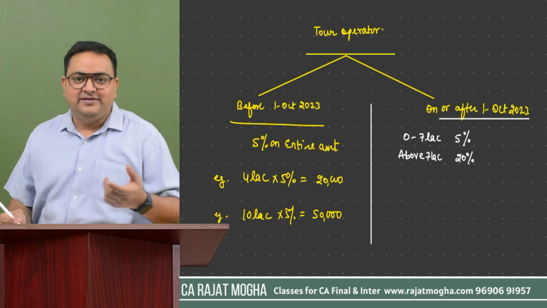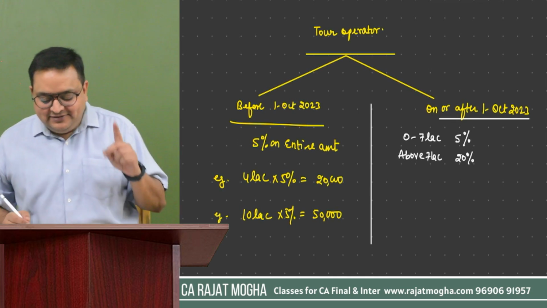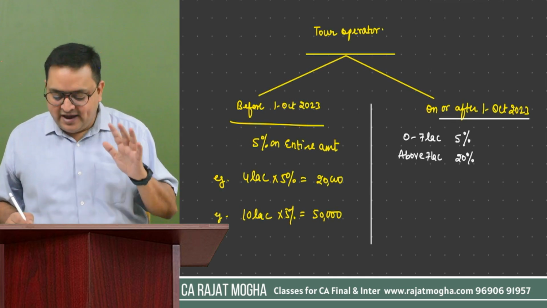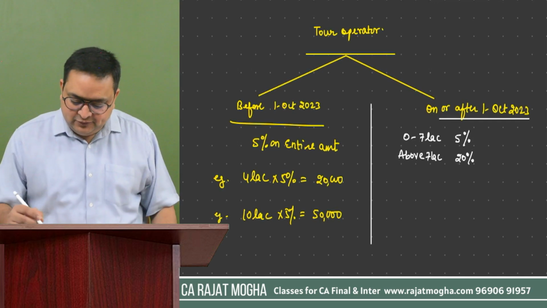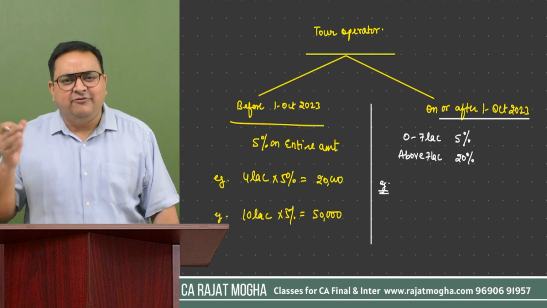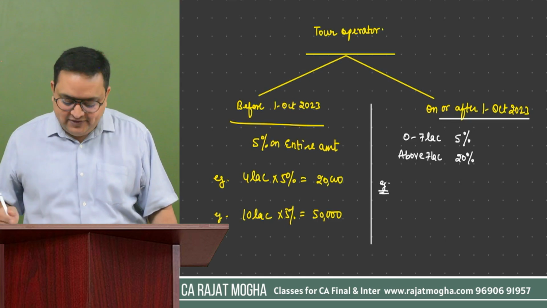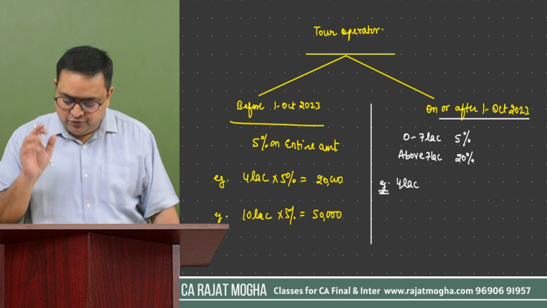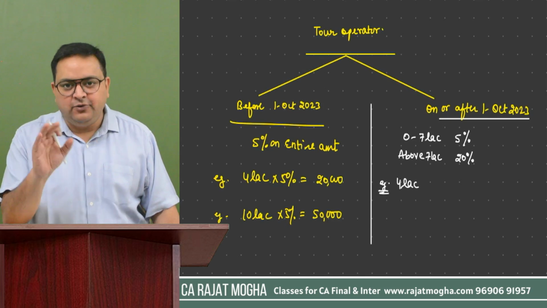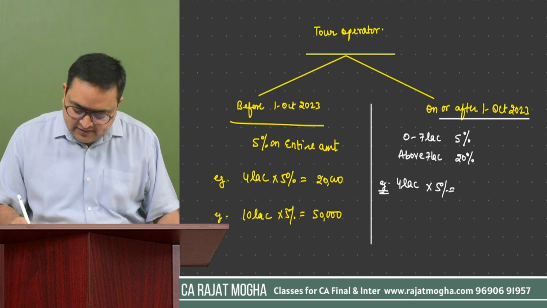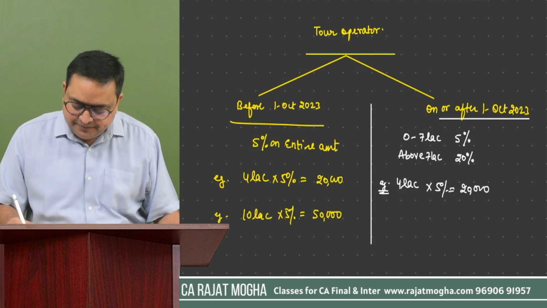The rate has been increased so high. So 0 to 7 lakh, 5%. Above 7 lakh, you will have to pay 20% TCS. So let me take the same example. Let's say the date is on or after 1st October 2023. The value which you are paying to the tour operator is just 4 lakh rupees. It is not going above 7 lakh. So on 4 lakh, 5%, simple, 20,000, it will be the same.